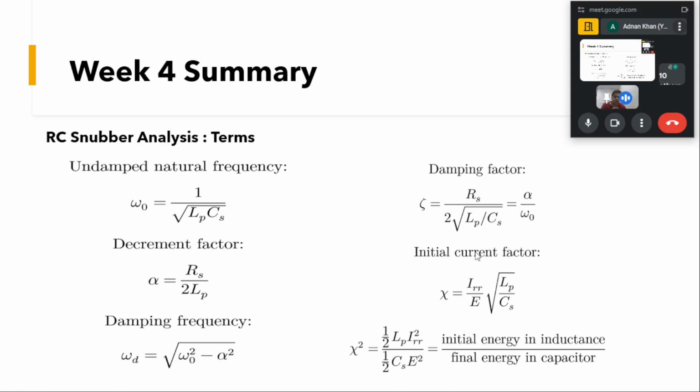Another term that is used is the initial current factor, given by chi, and that is given by this expression. How we find this chi is that chi will be equal to the energy stored in the parasitic inductor to the final energy that will be stored in our snubber capacitor. Also, depending upon this xi factor, we can have different cases like underdamped, overdamped, or critically damped conditions. And all of the equations that we get for these snubbers that we had earlier discussed, these differential equations, are solved in terms of these factors.